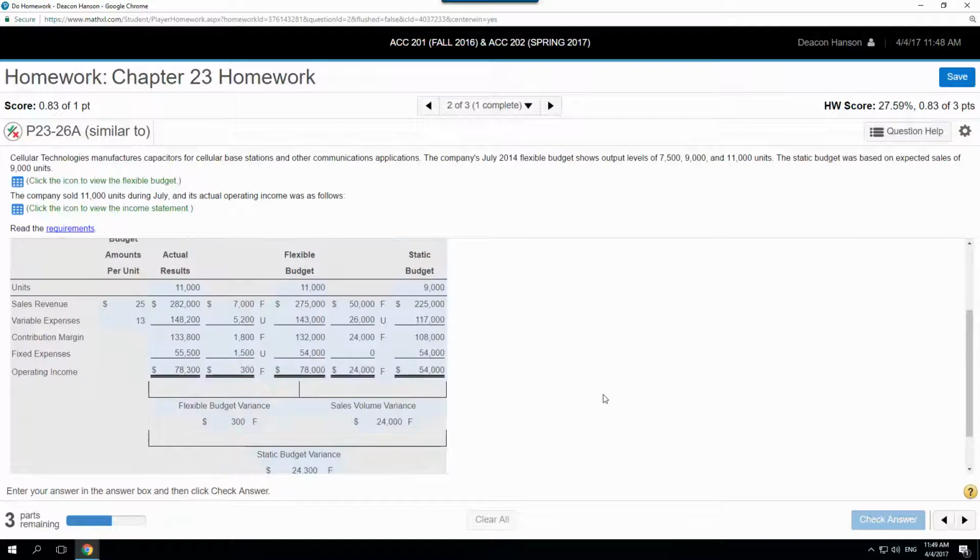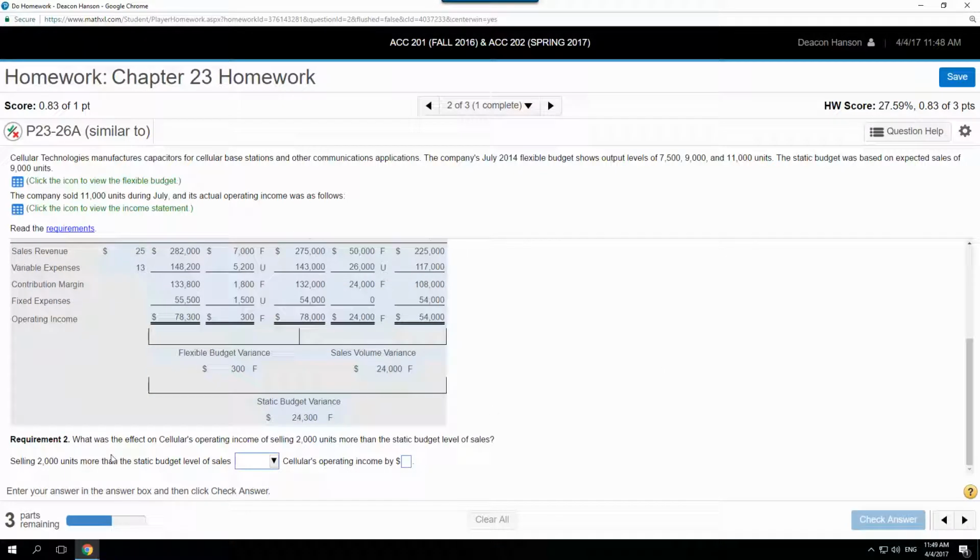Does that make sense? Yeah. If there's a favorable and an unfavorable, you just have to subtract it. And sometimes the unfavorable amount will be more than the favorable amount, so your overall variance will be unfavorable. It'll be the net between the two. Okay?